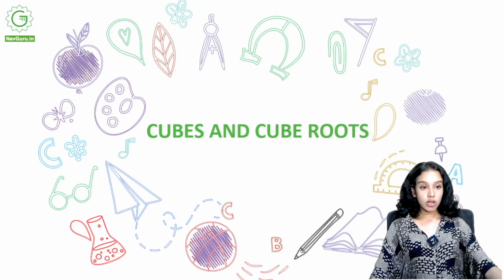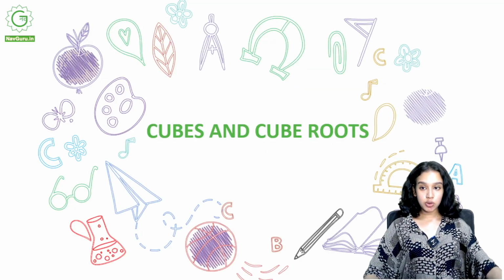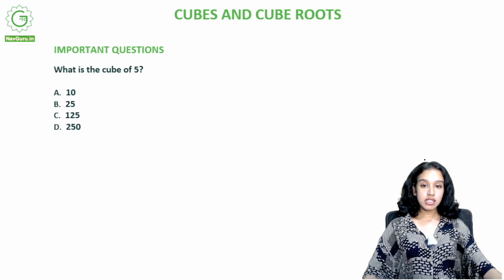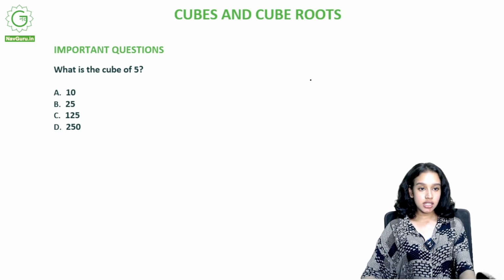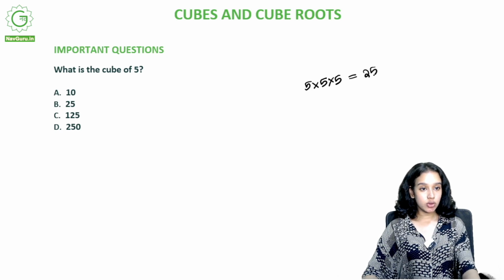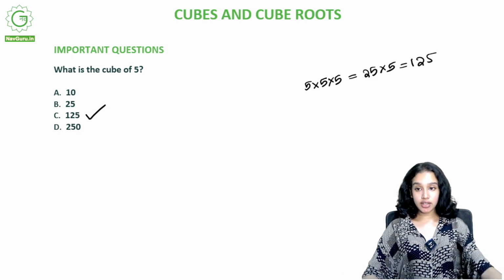So we'll start solving some questions from cubes and cube roots. First question: what is the cube of 5? This is a pretty straightforward question. It's 5 multiplied by itself 3 times, which is 25 into 5, which gives us 125. So the answer is 125.